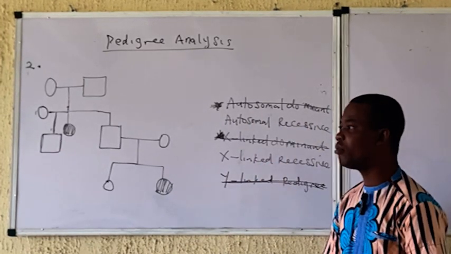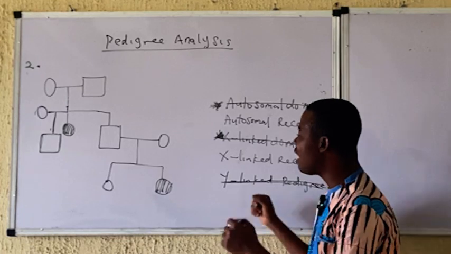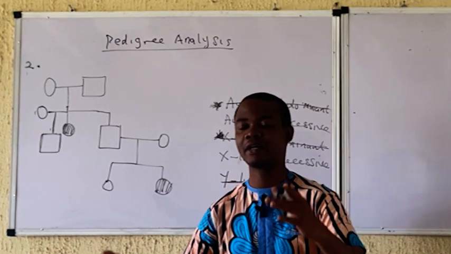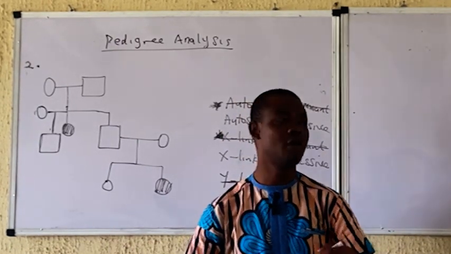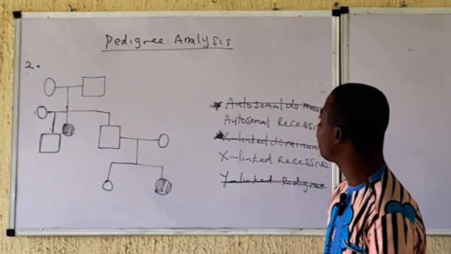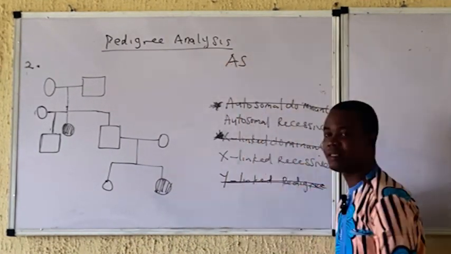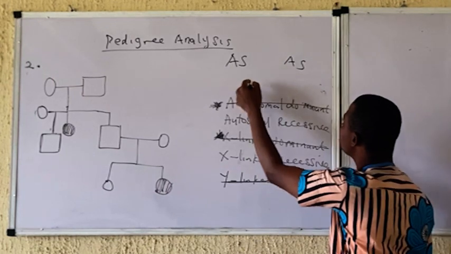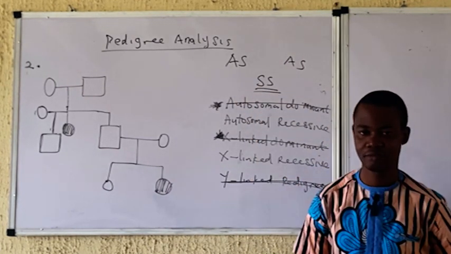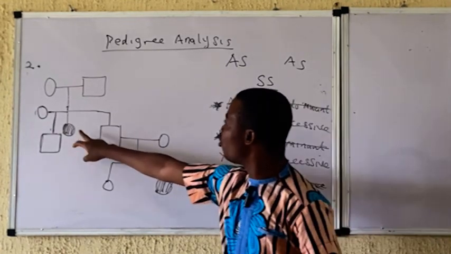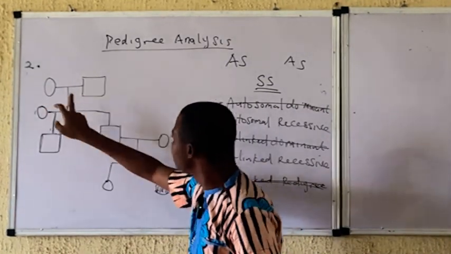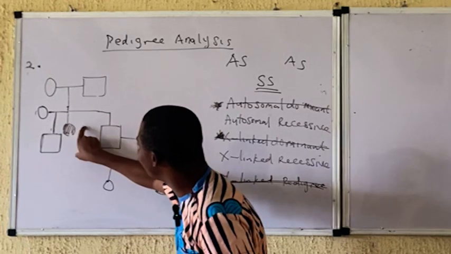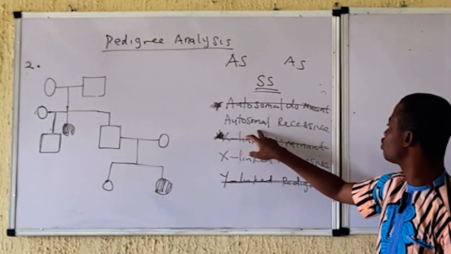Now, one of the rules of autosomal recessive is that unaffected parents can produce affected children. For example, if we take an Aa individual and another Aa individual, and they come together, there's a likelihood that they will produce an aa child. The same thing is applicable here. This one is not affected, this one is not affected, but they have an offspring that is affected. So it means that this pedigree chart may likely be autosomal recessive.